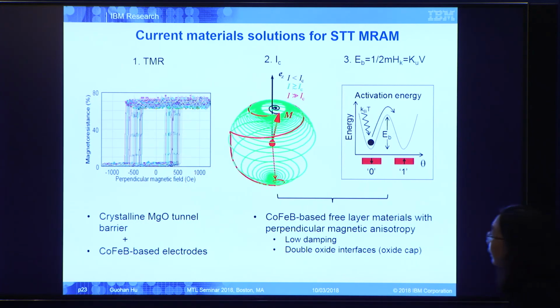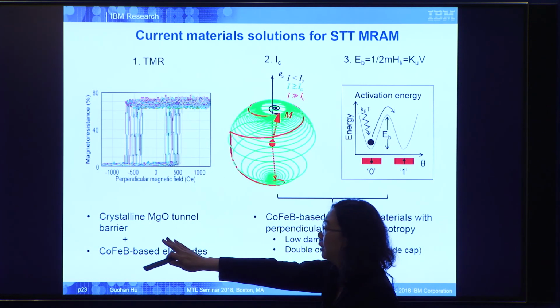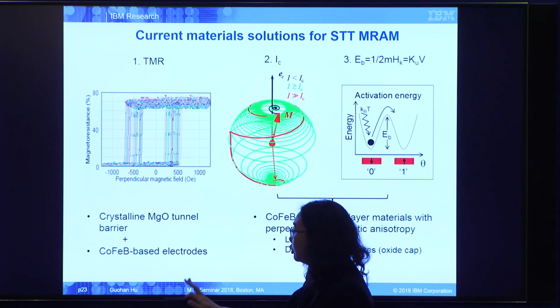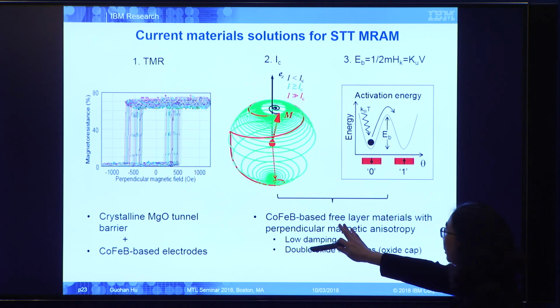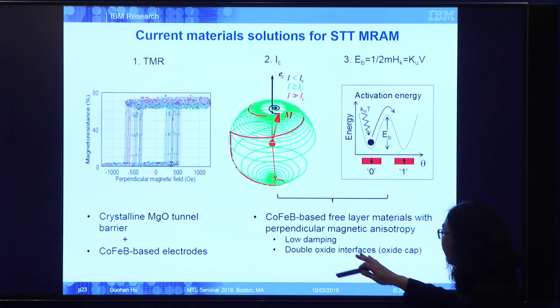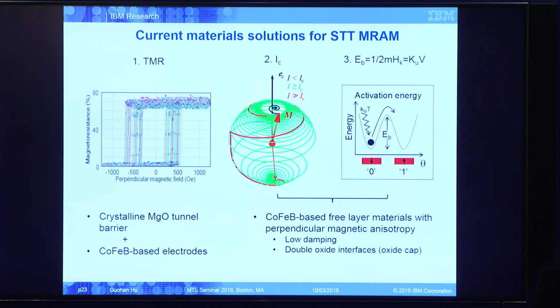So just to summarize, on the TMR side, the solution right now is a crystalline MgO tunnel barrier plus these cobalt and boron-based electrodes. And for the writing part, the solution is cobalt and boron-based free layer with perpendicular anisotropy, has low damping, and also this double oxide interface. So this one, we think can allow us to push down to about 20 nanometer while still fulfilling all the requirements. Further down, we need another material system that also fulfills all these properties, but it has to support even higher magnetic anisotropy, so we can really scale down further, down to 10 nanometer, for example. But this one, we don't have a solution yet.